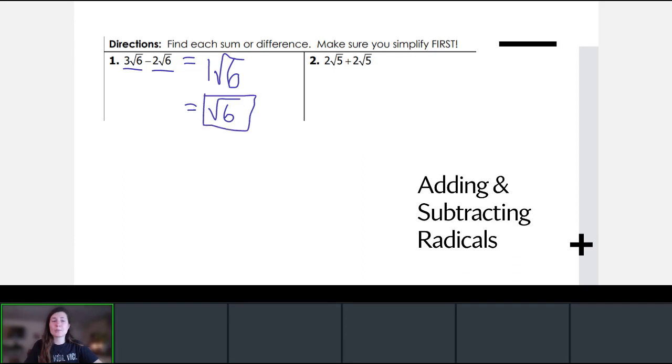Let's take a look at number 2. Here we want to simplify 2 root 5 plus 2 root 5. Are these like terms? Yes. They have a 5 under the radical, and they both have the same value under the radical. So we have 2 root 5s plus another 2 root 5s. How many total root 5s do we have? We have 4 of them. And there we go.